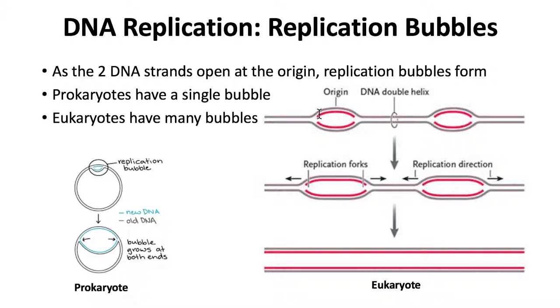So in eukaryotes, we have more than one replication bubble. We have many. And in prokaryotes, since they're so simple, they just have one replication bubble that moves throughout the whole single chromosome in a prokaryote and allows them to make 2 copies of their single chromosome.